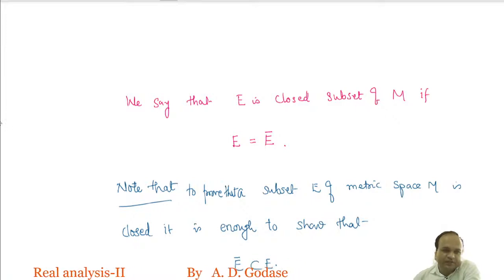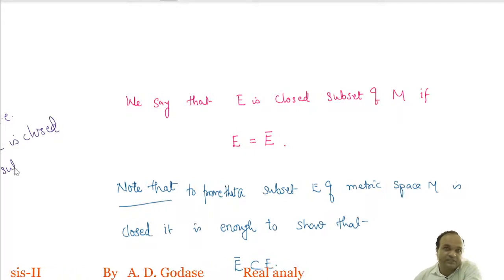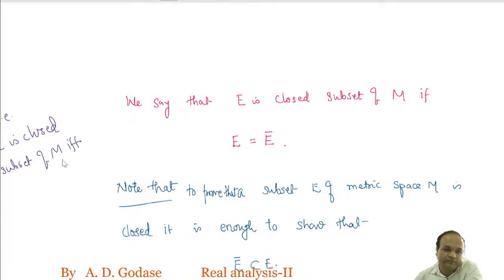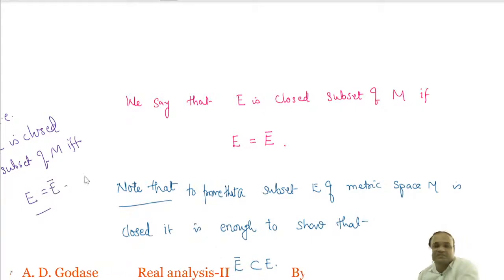So you can write: capital E is a closed subset of M if and only if capital E is equal to E bar. So this is the definition of a closed subset of metric space M.